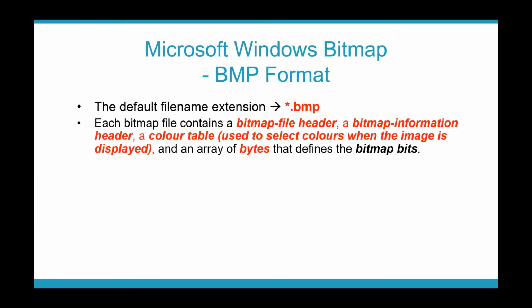Now what we have to study is the file format of the Windows bitmap file. We have to study in detail what the format of a bitmap file is. So we are going to see the format of a bitmap file. The Windows bitmap file has three important components: a bitmap file header, a bitmap information header, and a color table.